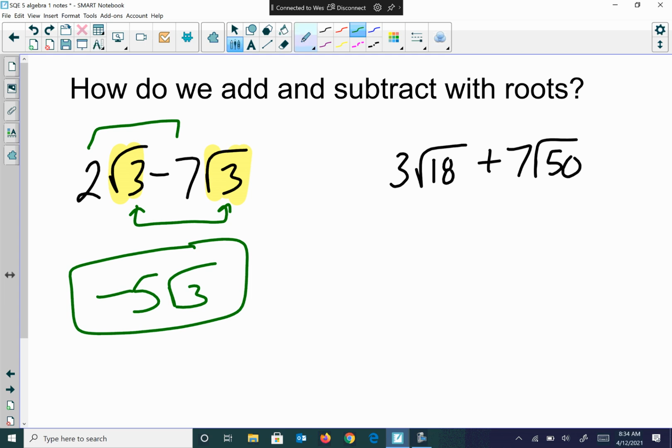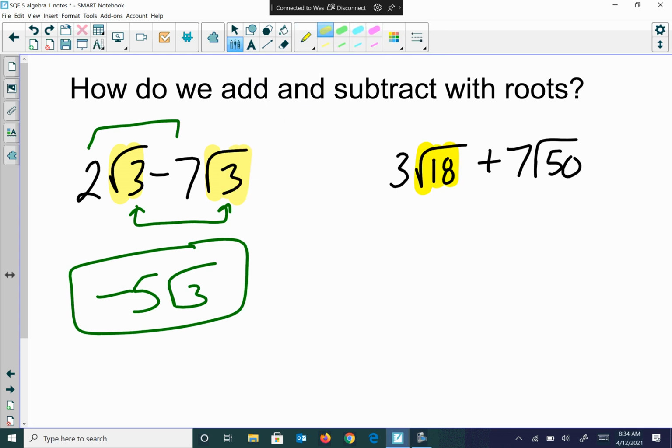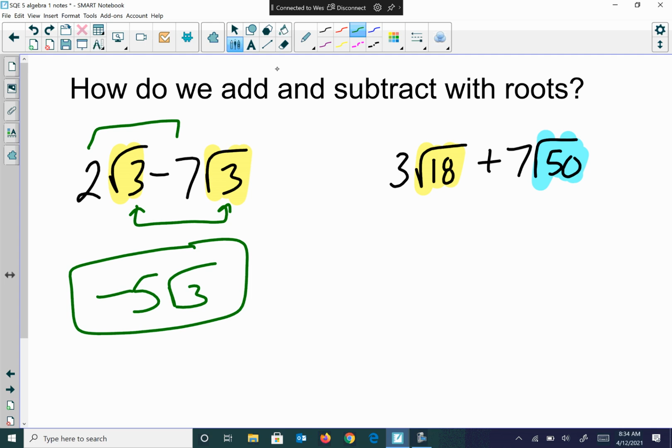Okay, so friends, do you all agree that these are different radicals? Everyone feel comfortable with that? So right now, I cannot go 3 plus 7. I cannot do that right now because I have a root 18, and a root 18, at least this week, is different than root 50. We're trying to do common denominators, but what we want is common radicals.